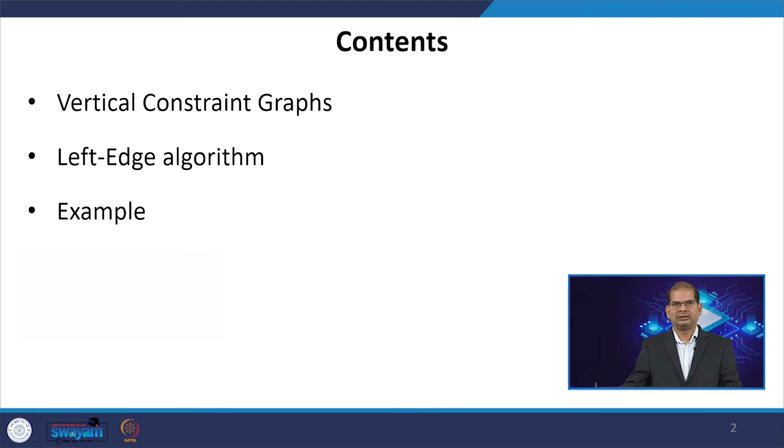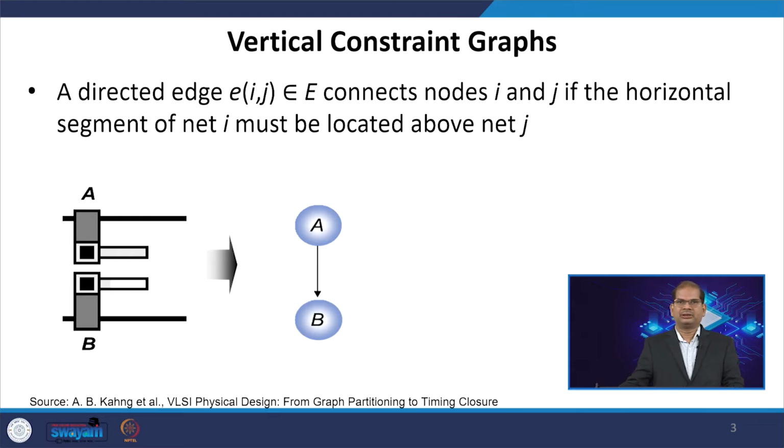So, the content of this lecture includes, first of all, the vertical constraint graph, then the channel routing algorithm, and the left edge algorithm. In the last class, we discussed the horizontal constraint graph. For any channel, we also need to create a vertical constraint graph. So, in this lecture, we will start with the vertical constraint graph, which we left in the last lecture.